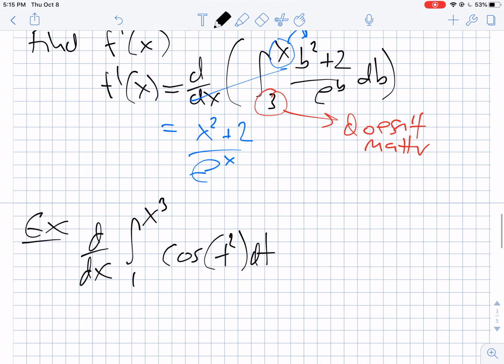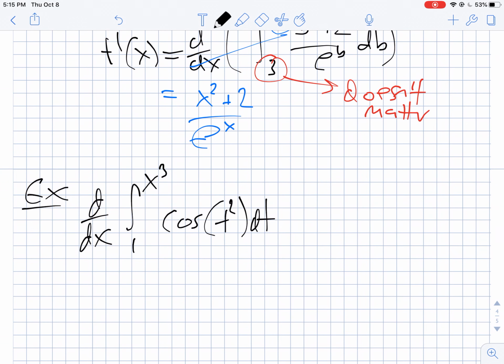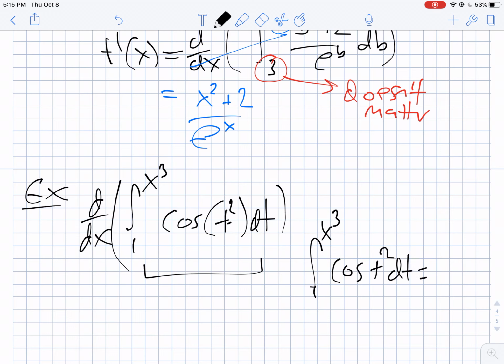Okay, now let's talk about what's happening. And again, I want to start with this integral right here. I don't know what the antiderivative of cosine of t squared is. Well, I do know. It's impossible to compute, so joke's on you. Okay, but let's just say it's some big F. Let's call big F an antiderivative and see if we can use that to show us what's going to happen.